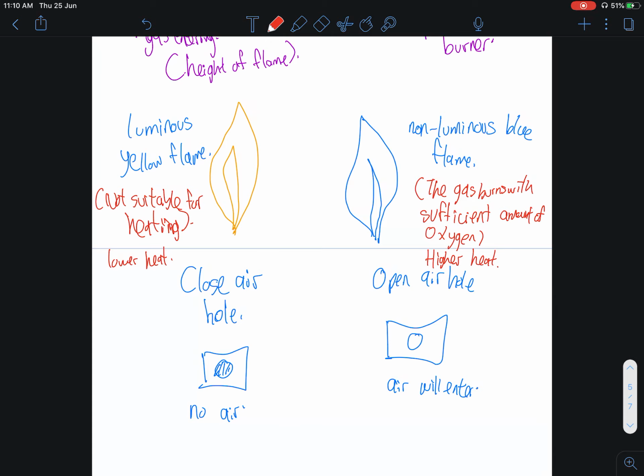And generally, when this happens, it's very hard for you to see the flame. And when you cannot see the flame, it's quite dangerous.